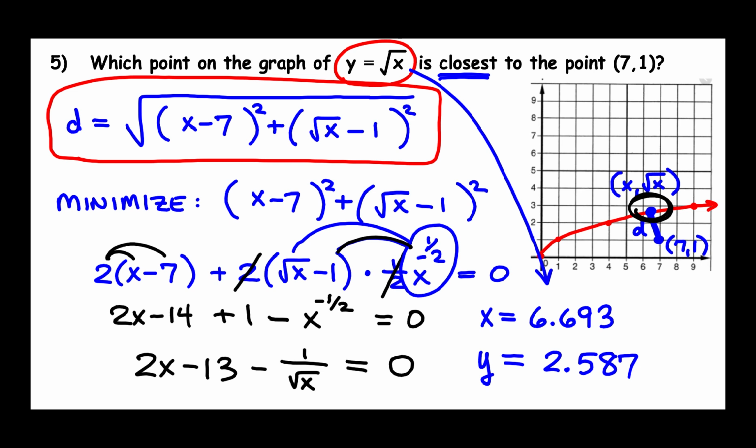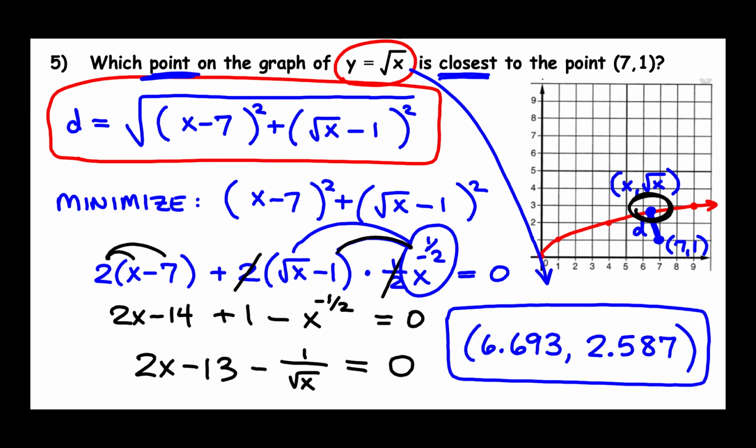All right, notice that it says which point is closest to 7, 1. So I want to write my answer as an ordered pair and not just as x equals, y equals. So just to make it look good. After all, the goal is to be impressive, right? So there we have it. That's the point that's closest to 7, 1.